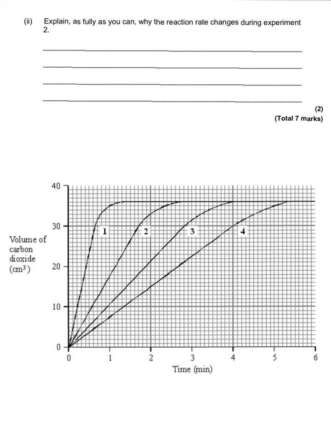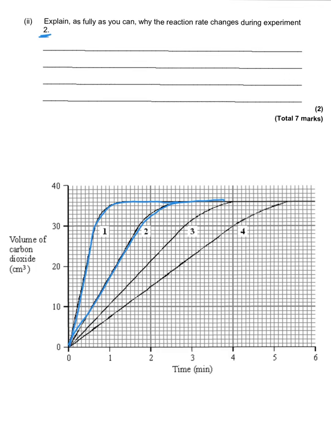And then the final question says to explain as fully as you can why the reaction rate changes during the experiment. Now they've actually asked us to look at experiment 2 here, but we could be looking at any of these 4 reactions because the answer is the same. So I think it's a little bit sneaky of them, maybe a bit misleading to say experiment 2, because they all follow the same pattern. They're really fast, they start to slow down, and then they stop. Experiment 2, it's really fast, starts to slow down, and then it stops. You get the idea. So that would be a description though.